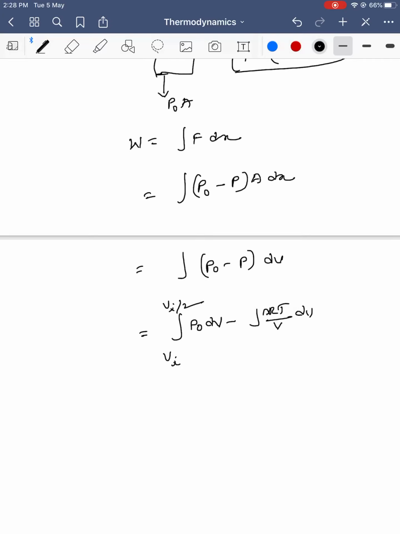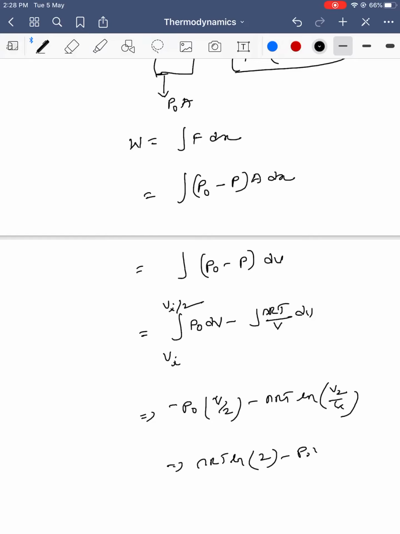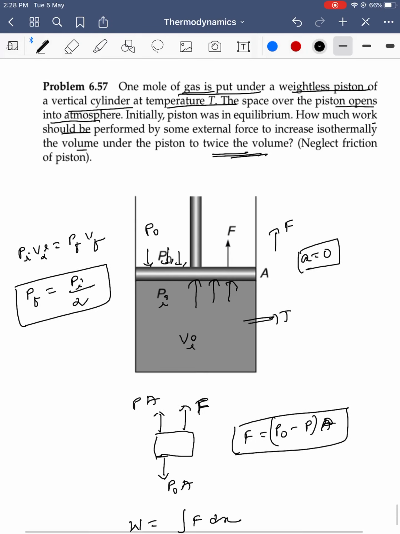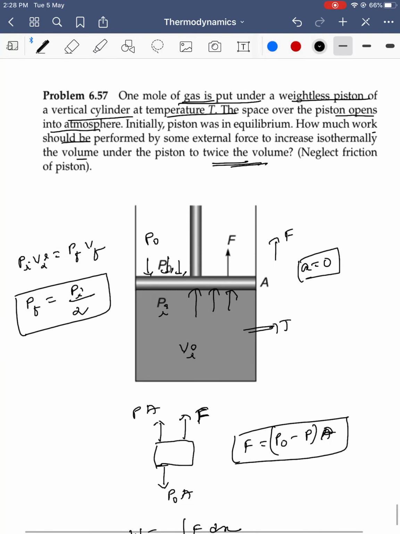So substitute the values: P0 into (Vi by 2 minus Vi) minus nRT ln (V2 by V1). V2 by V1 is nothing but 1 by 2. So minus of minus becomes plus: nRT ln 2 minus P0 Vi by 2. This is how the value changes, twice the initial value.